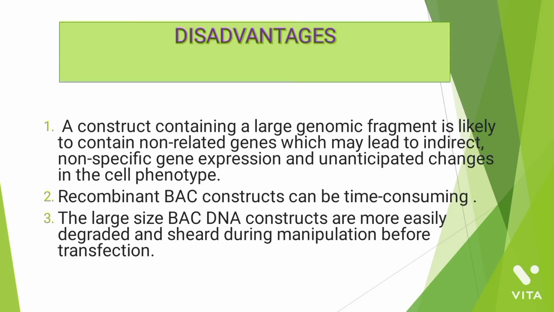Various disadvantages of using the BAC vector system. One of the disadvantages is the construct that we obtain has a large genomic fragment. A large genomic fragment may have non-related genes also, that can lead to indirect or non-specific gene expression and unanticipated changes in the cell phenotype. Another disadvantage is that recombinant BAC construction can be time consuming, and the large BAC DNA constructs that we obtain are easily degraded and sheared during manipulation before transfection.